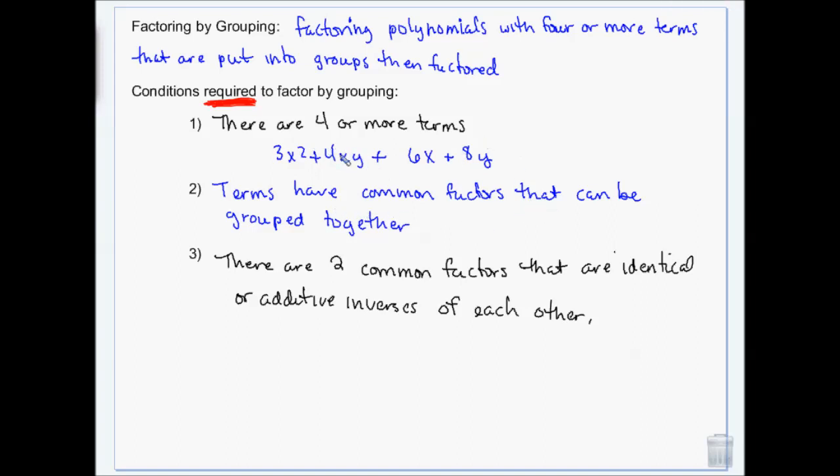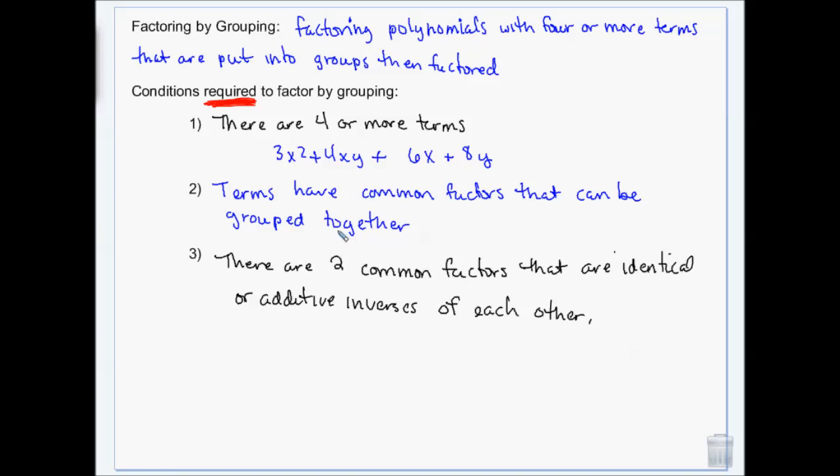They have to have factors that can be grouped together, like things that they have in common. Okay, these two I could group together because they both have x's. These two I could group together, they both divide by 2. Or I could group these two together because they both have x's. Or I could group these two together because they both have 4's and y's. There's got to be some way I can put them together that they match. Does that make sense?